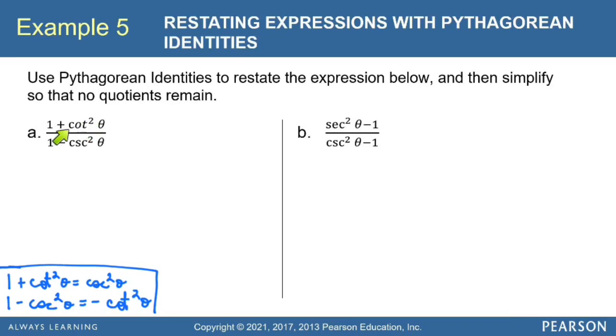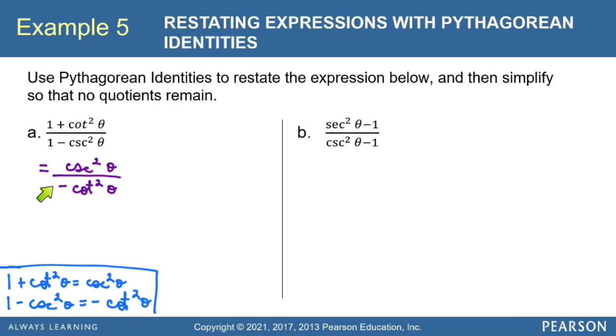The top expression, 1 plus cotangent squared theta, we see can be replaced with cosecant squared theta. And the bottom expression, 1 minus cosecant squared theta, we see down here can be replaced with negative cotangent squared theta. Now there are multiple ways that you could move forward from here. My favorite way is to get rid of all the cosecants and cotangents and write in terms of tangent and sine first, and then we can go to terms of sine and cosine if we need to.